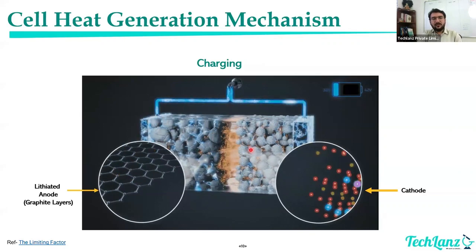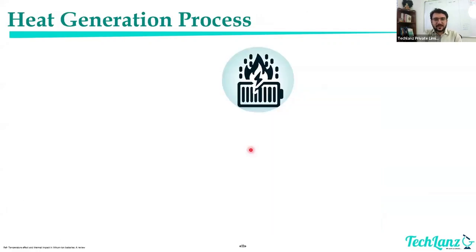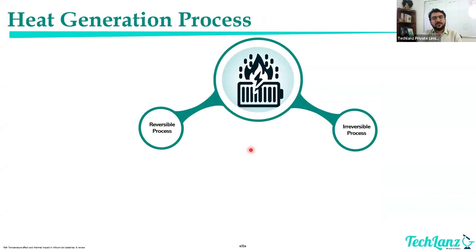Let's come back. What causes this heat generation? What are the phenomena? So there are two major branches because of which the heat generation happens.